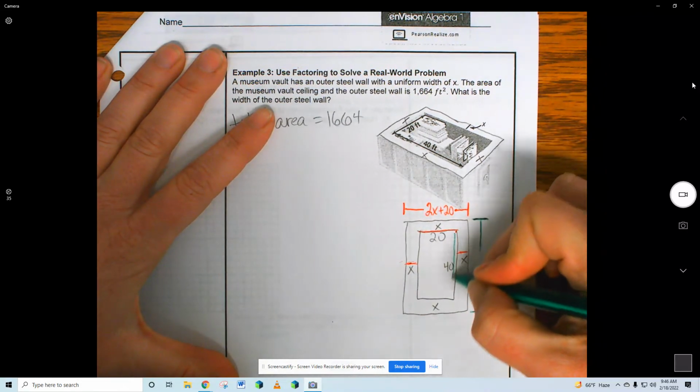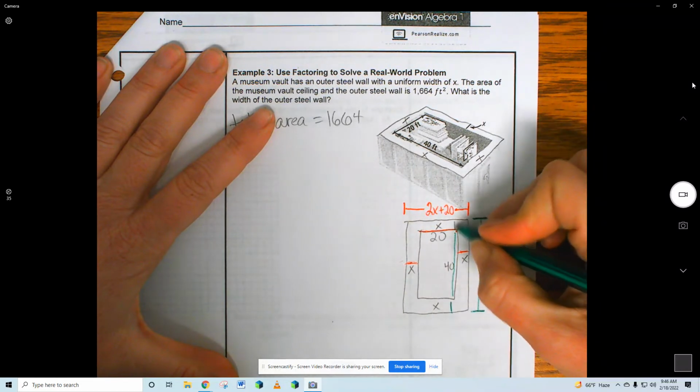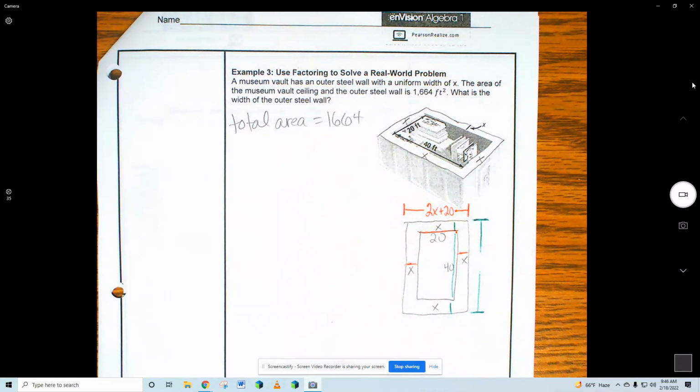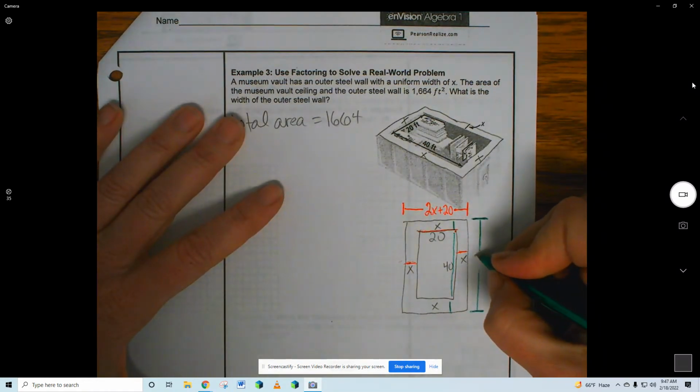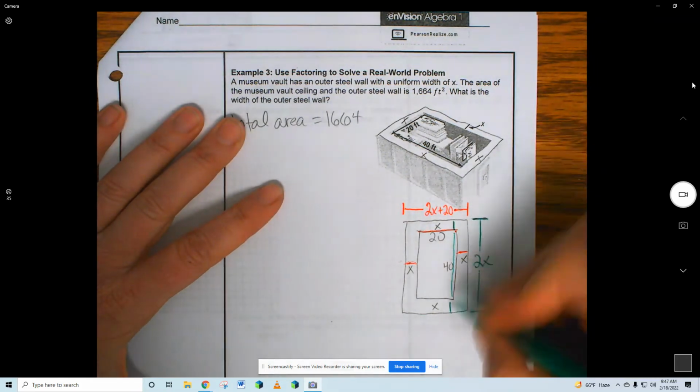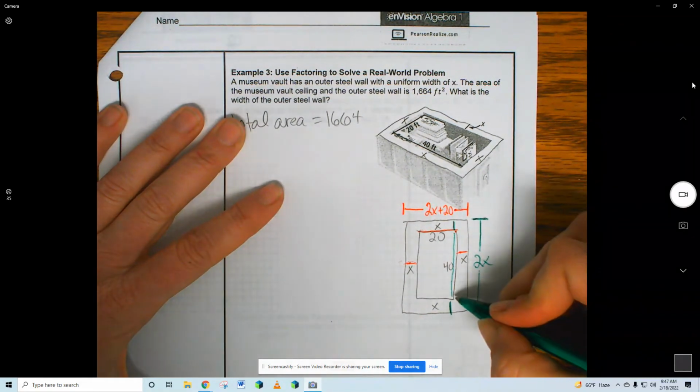I know that it's 40 plus an X plus an X. So it's 40 on the inside, but then the outer wall, X, X. 40 plus X plus X. What's that? 2X plus 40. 2X, this X, and this X, plus this 40.